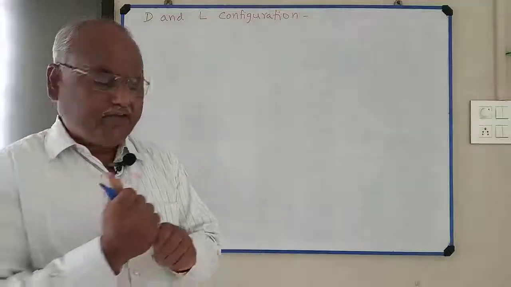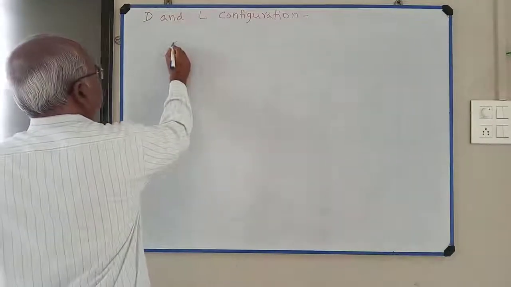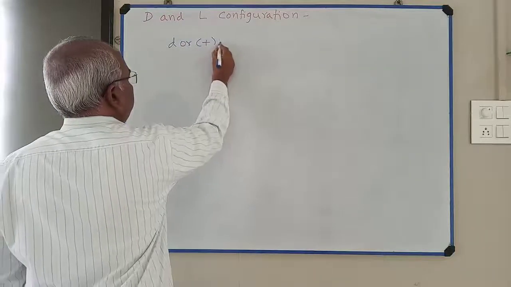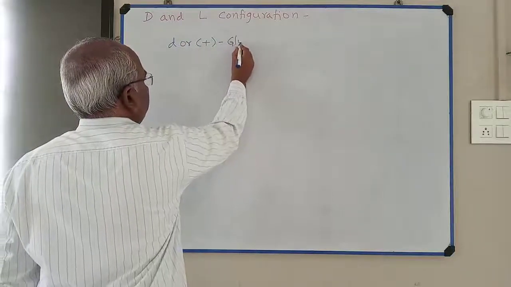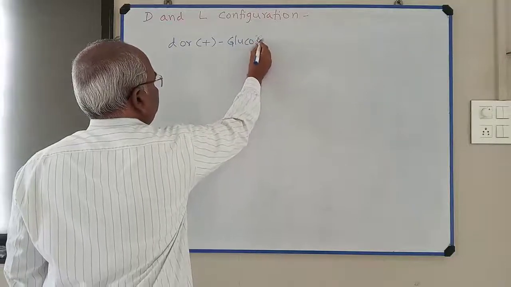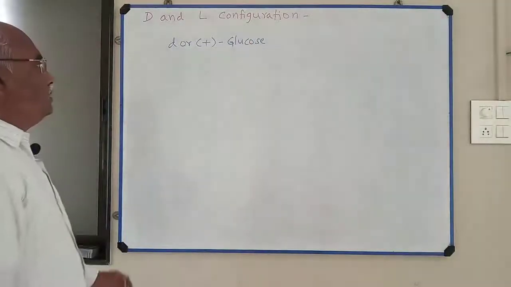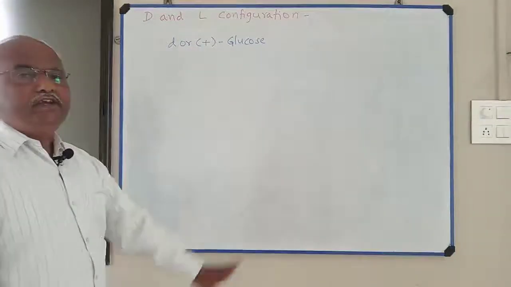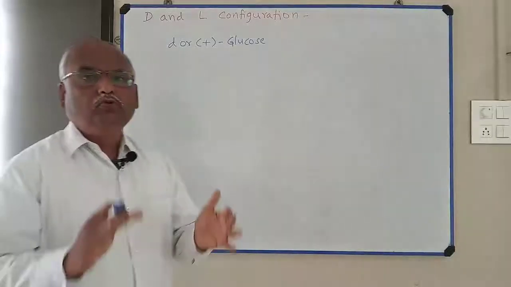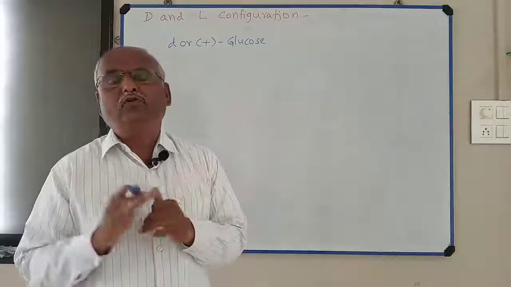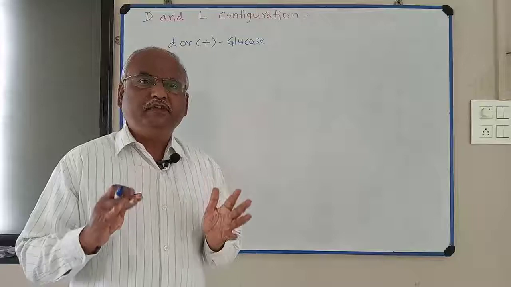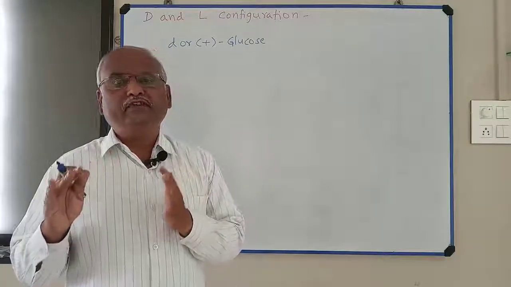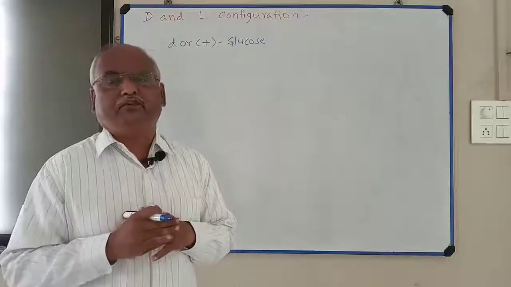First I write here D or plus glucose. This small d or plus sign indicates that glucose is dextrorotatory. That means it rotates the plane of plane polarized light in clockwise direction.